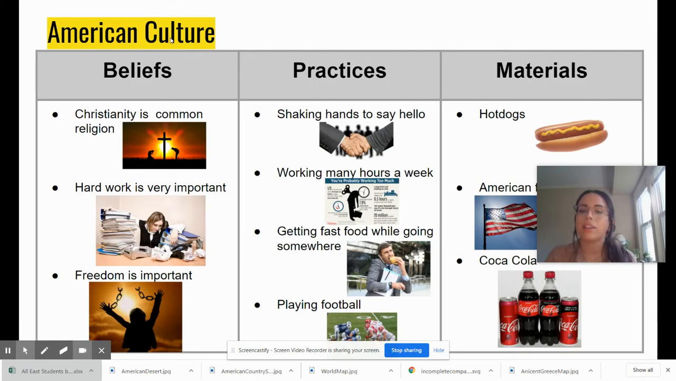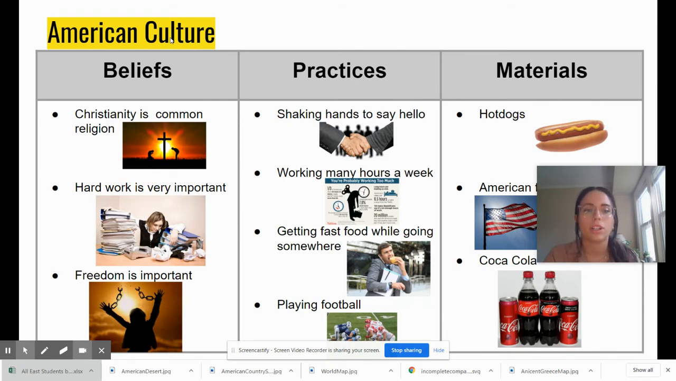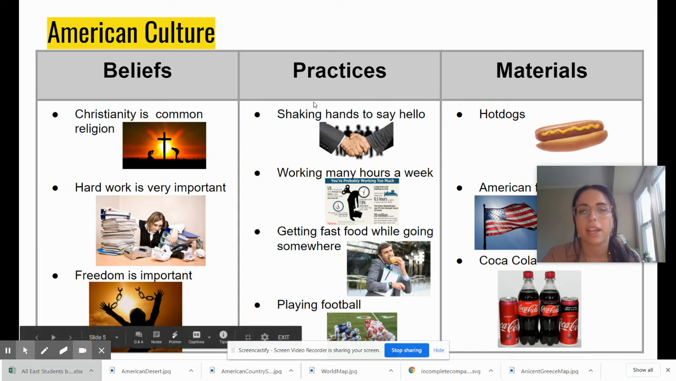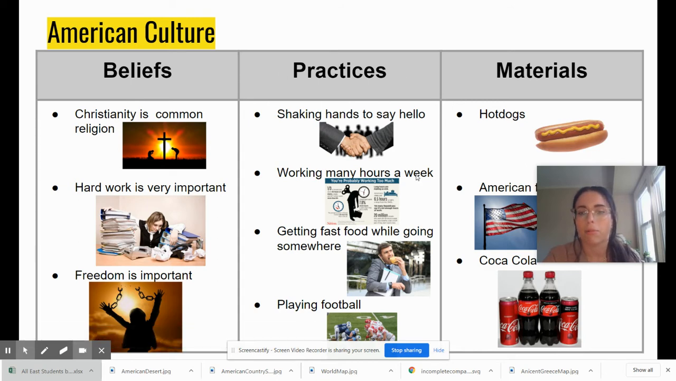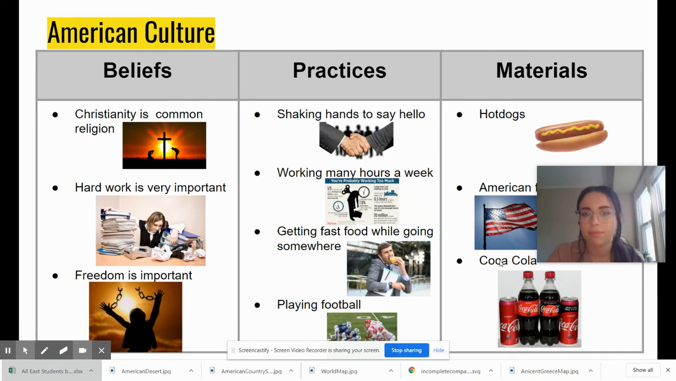Okay, so this was some of the characteristics that you had to identify for American culture. We're going to compare them to Mexican culture. So we can see here in American culture, Christianity is a common religion, hard work is very important, and freedom is important. Those are all the beliefs of American culture. Practices include shaking hands to say hello, working many hours a week, getting fast food while going somewhere else, playing football. Materials include hot dogs, the American flag, and Coca-Cola.